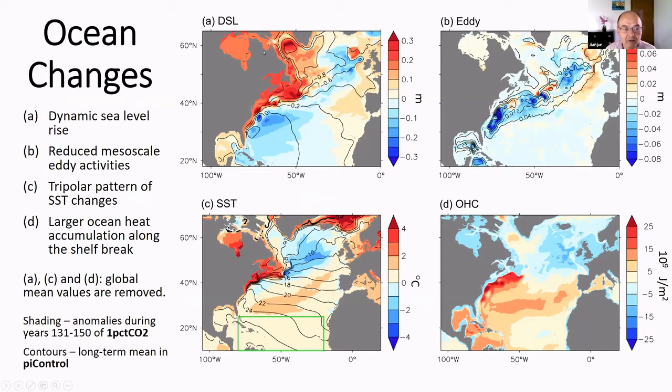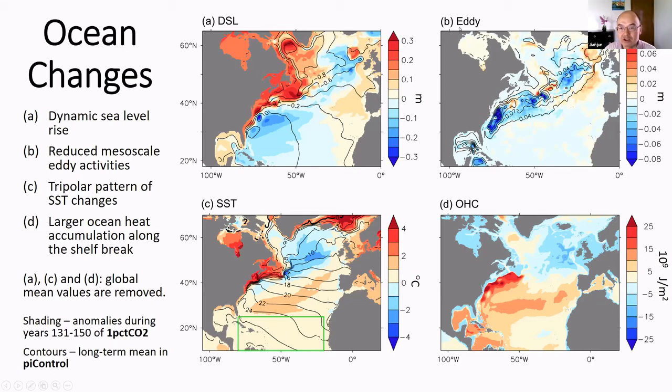So this is the pattern of the dynamic sea level change during the last 20 years of the 1% CO2 experiment. So you see the pattern is in general similar to the previous result from the CM2.1. But you also can see some new features, like the dynamic sea level rise signal in CM4 extends further southward to south of Florida. And the shading is the anomalies. So the contour is the mean in the control.